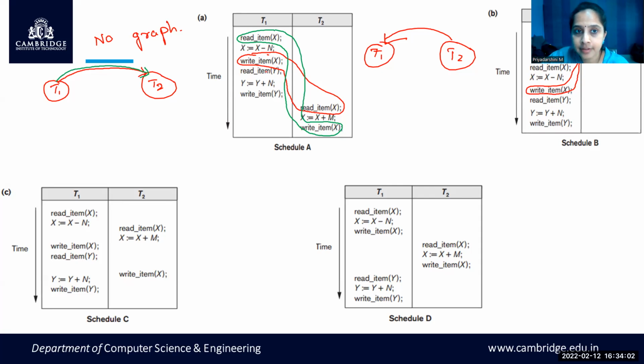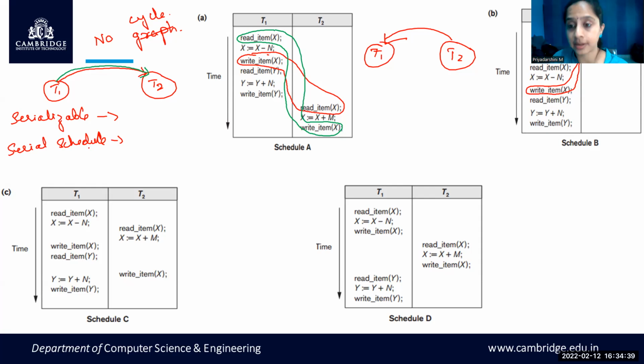When there is no graph, what do I call this schedule? Sorry, is this no graph? No cycle. Yes, it's no cycle. When there is no cycle, I call this schedule a serializable schedule. If it is serializable, you should write that this is a serializable schedule. If it is a serializable schedule, what is an equivalent serial schedule for this? How do you check the equivalent serial schedule?